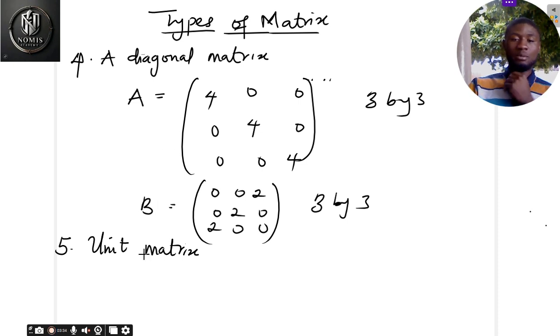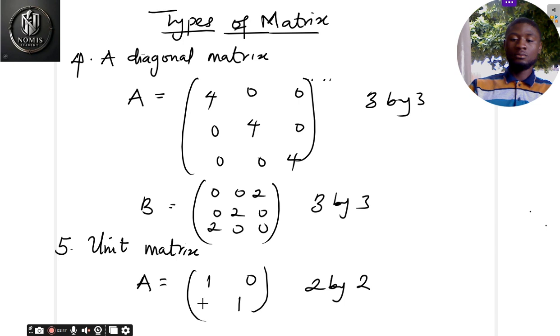Let's take an example of such. Let's say matrix A is a unit matrix. Let's take an example of a 2 by 2 matrix to explain the unit matrix. If I have 1, 0, 0, 1, this is a unit matrix because I have 1 on the leading diagonal. You can see 1, 1. So this is a unit matrix.